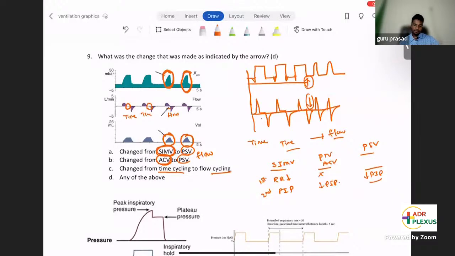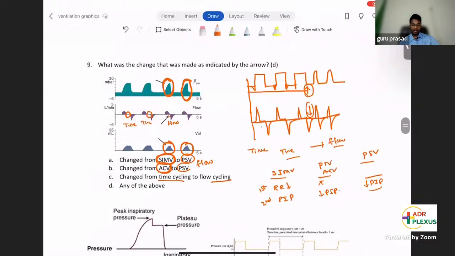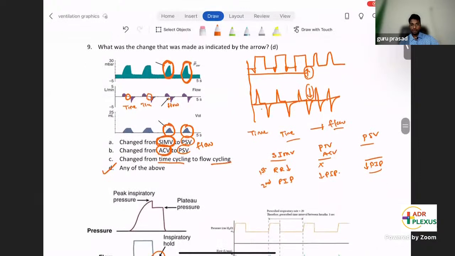So this is regarding your inspiratory hold. That is not there here. In flow cycling, there is no time cycling. So the answer will be D. Any of the above is the possibility.